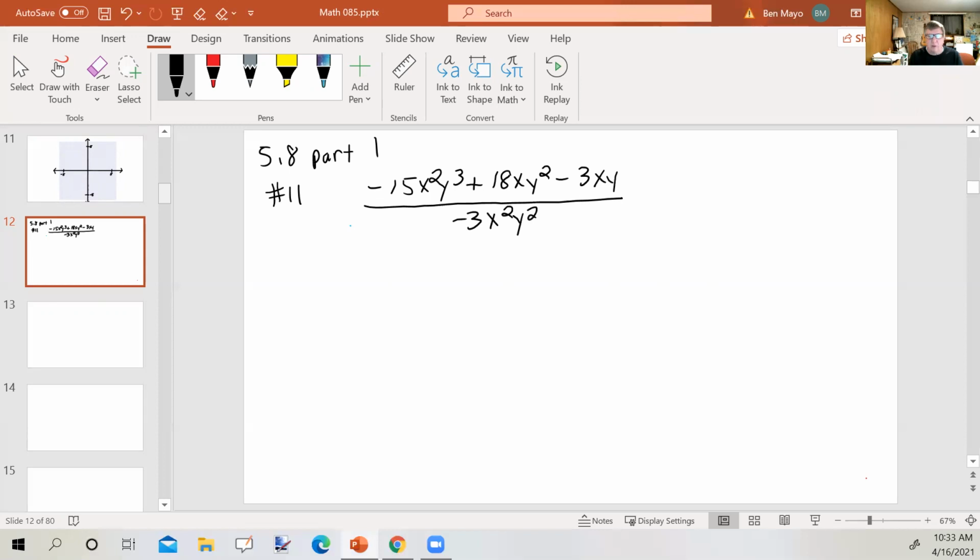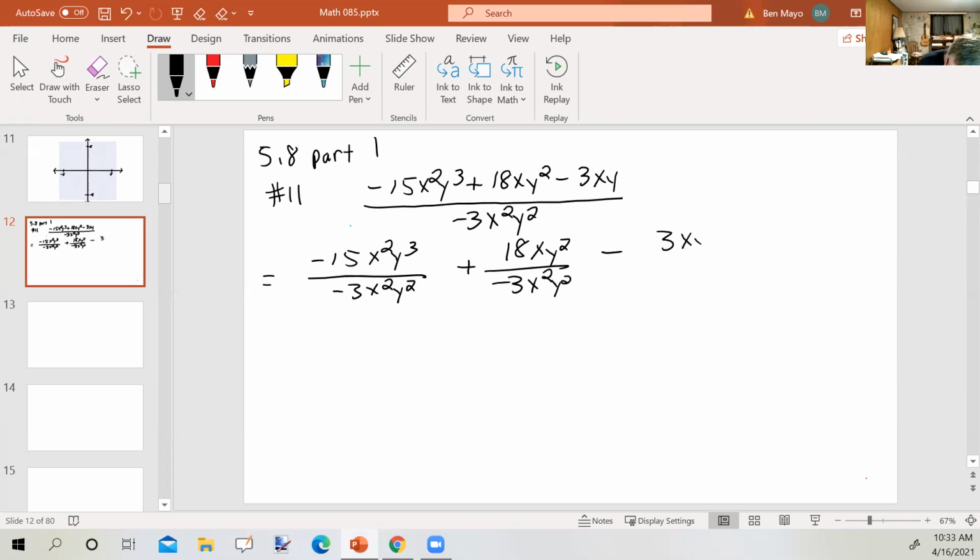Now, recall, when you're dividing a polynomial by a monomial, you take each term in the numerator and divide it by the monomial in the denominator. So this fraction becomes negative 15x squared y cubed divided by negative 3x squared y squared plus 18xy squared divided by negative 3x squared y squared minus 3xy divided by negative 3x squared y squared. So now we'll go across and simplify each separate fraction.